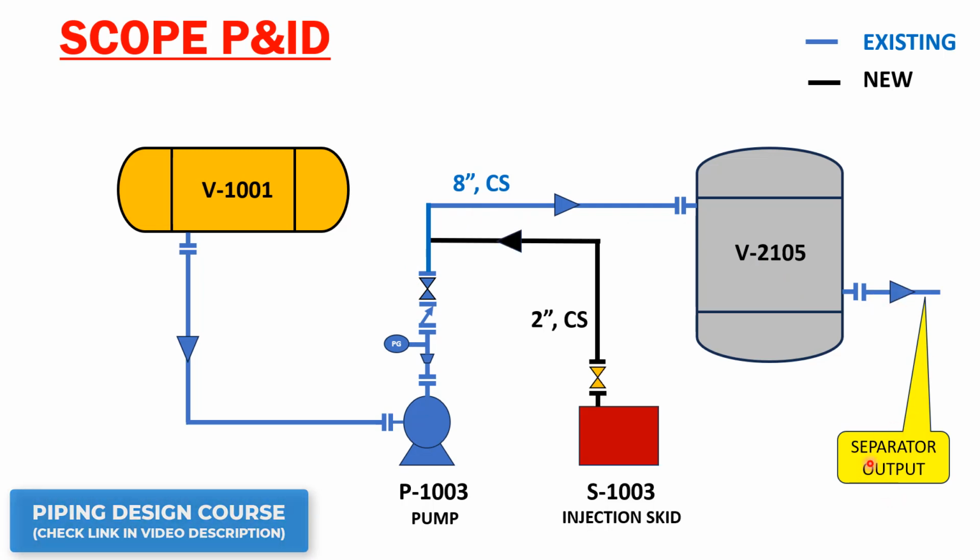Okay, so our scope is to put the injection skid. The injection skid is a skid which consists of a valve, and then the line from here goes to the discharge of this line. So this is our entire scheme basically. Our scope is only to put this item, the item which I have highlighted over here in black, and this skid is our new scope. In our previous videos we have finalized the location of this blue skid.